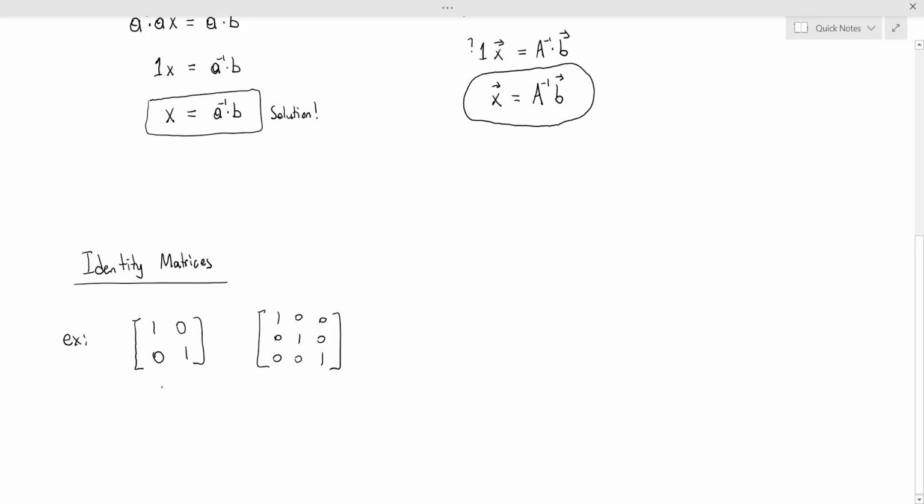Okay, so we usually use the letter I to denote an identity matrix. And sometimes we'll put a subscript to indicate what the size of the identity matrix is. So I2 is the 2 by 2 identity matrix. I3 is the 3 by 3 identity matrix. And if we don't care so much about emphasizing the size, then we'll just use I for an identity matrix.